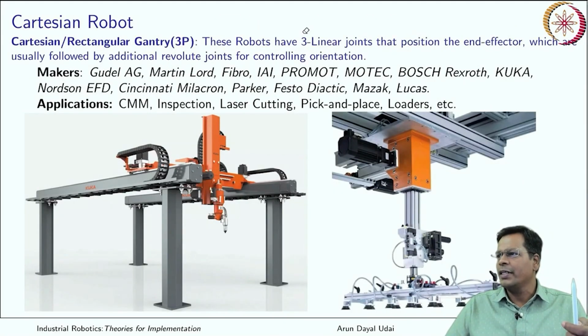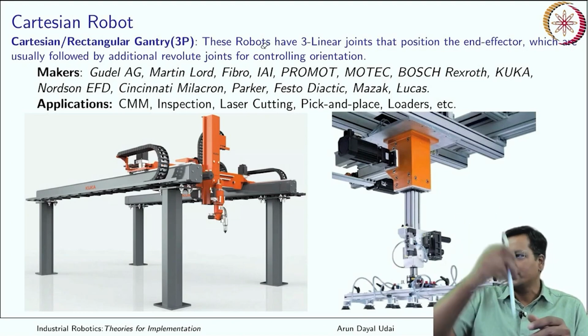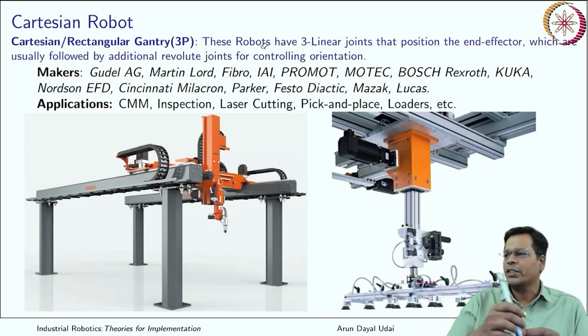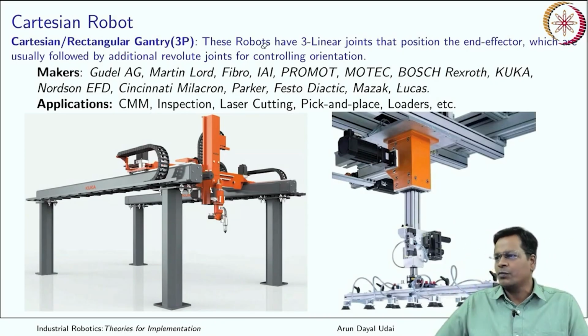These robots have 3 linear joints that position the end effector, which are usually followed by an additional revolute joint for controlling the orientation. It can go to any position x, y and z, so it can effectively go to any position in a Cartesian volume.